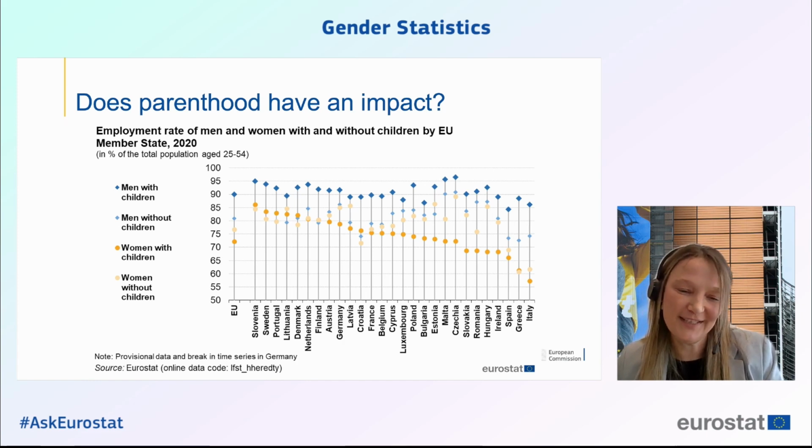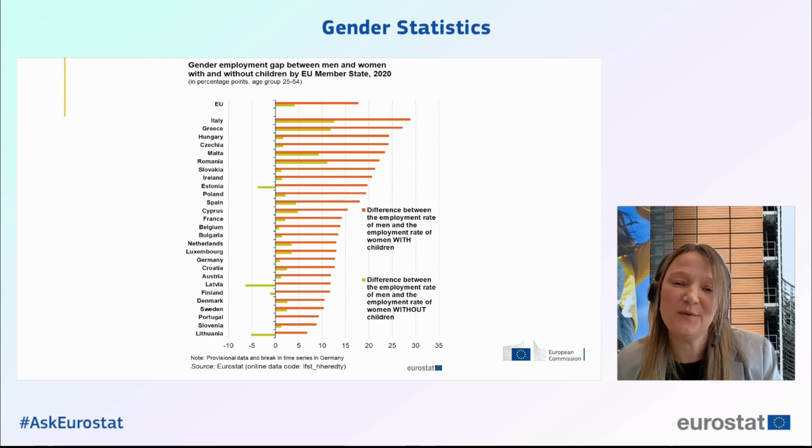So let's move on to the next slide that focuses on the gender employment gap according to the presence of children. If we only consider the gender employment gap of people with children, so you can refer to the red bars in the figure, we can see that the difference goes from 7 percentage points in Lithuania to more than 20 percentage points in Italy, Greece, Hungary, Czechia, Malta, Romania, Slovakia, and Ireland.